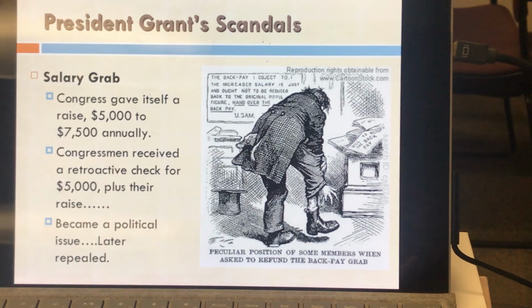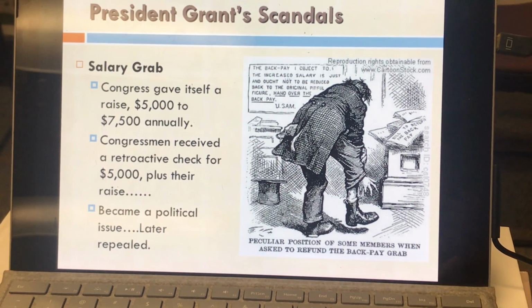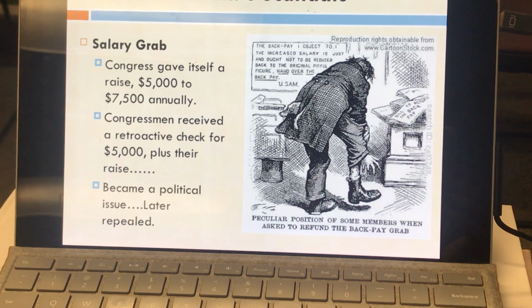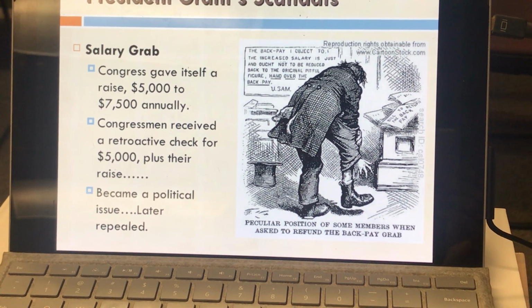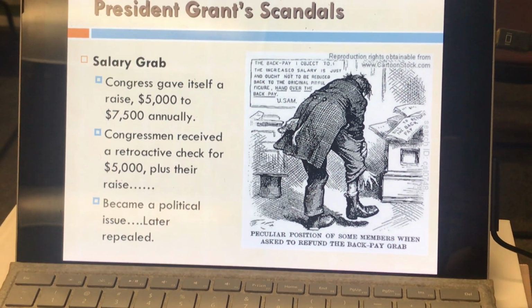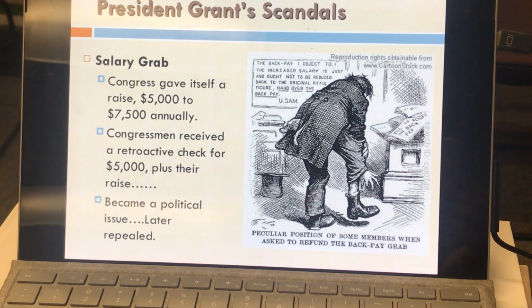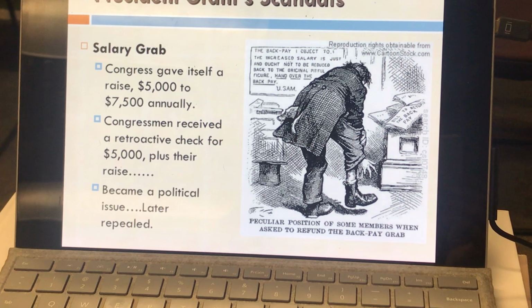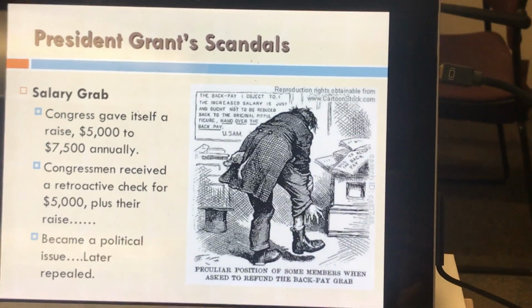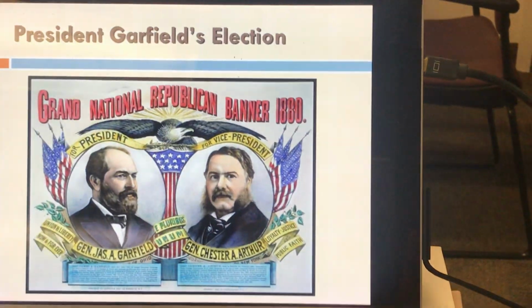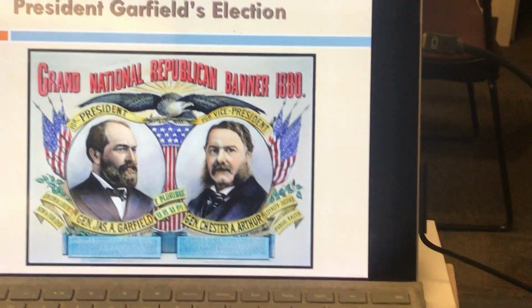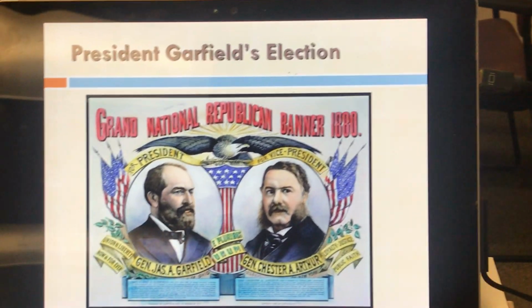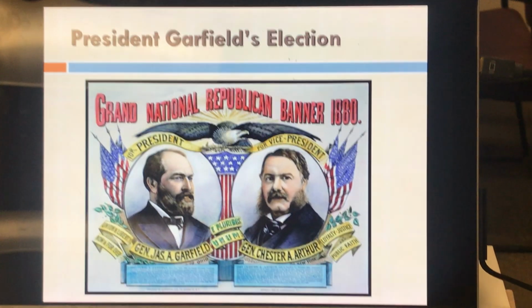There was the salary grab, where Congress gave itself a $5,000 to $7,500 annual pay raise. They received retroactive checks for their $5,000 and the raise. It became a huge political issue, and later on it was actually repealed. So you can see there are a lot of scandals going on during this time that are going to cause people to get involved politically and maybe change some political views.